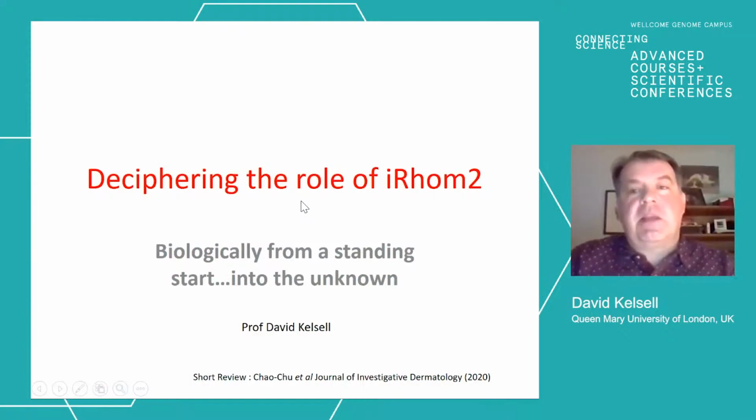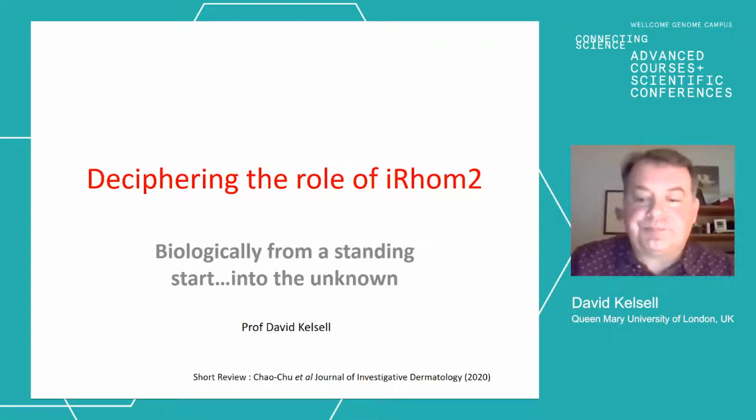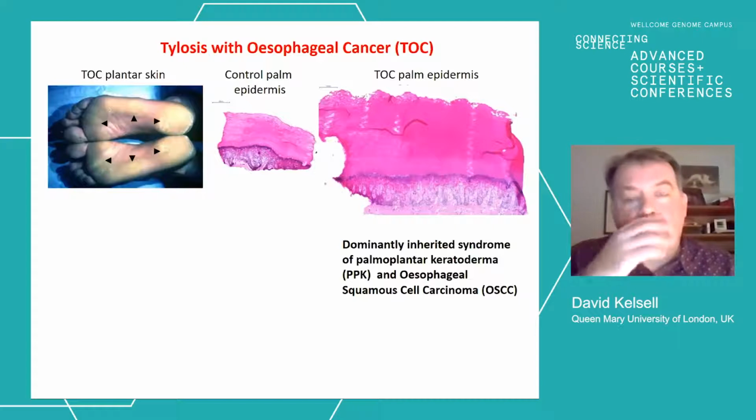Okay, today I'm going to tell you about some work that we've been doing on trying to understand the role of iRhom2. So iRhom2 is associated with palmoplantar keratoderma, but when we identified the mutations, very little was known about this protein. So that's why I'm going to say we're trying to understand the biology from a standing start, into the unknown.